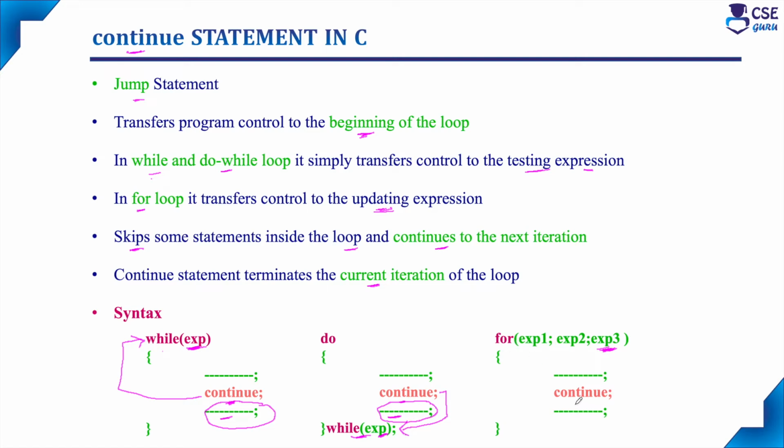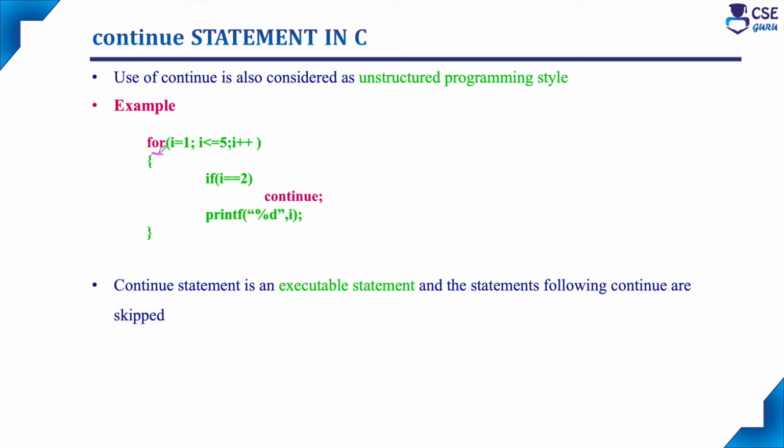In a for loop, if it encounters continue, control will be transferred to the update expression. It will update the loop variable and then continue to the next iteration. Only the statements after this continue will be skipped. In the break statement, if it encounters break, it will terminate the loop completely and control will be transferred out of the loop. But the continue statement will just terminate the current iteration and control will be transferred to the next iteration of the loop. So that is the main difference between break and continue. The syntax and all is similar to break only. Instead of break, we have to use continue.